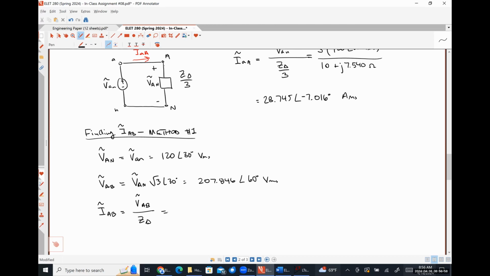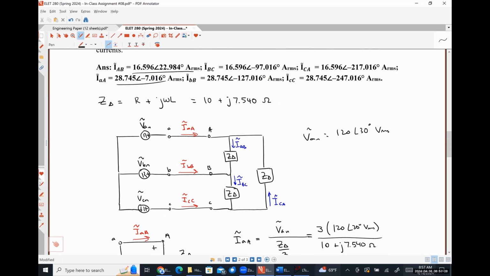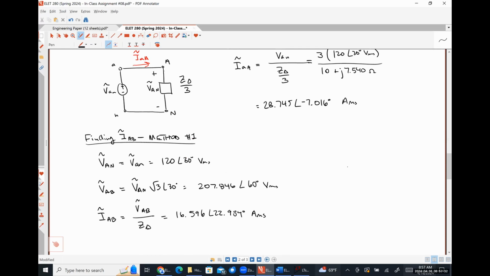Yes. So. All right, so we know what VAB is, we know what Z delta is, so I'm just gonna divide that answer by what I have stored in my calculator as X. And I got 16.596 with an angle of 22.984 degrees amps RMS. Let's just double check things here. 16.596, 22.984 seems legit. So that's one method. That's probably the more obvious method. But there is another method that we could use that's actually, I hesitate to call it simpler, but it involves a little bit less math.